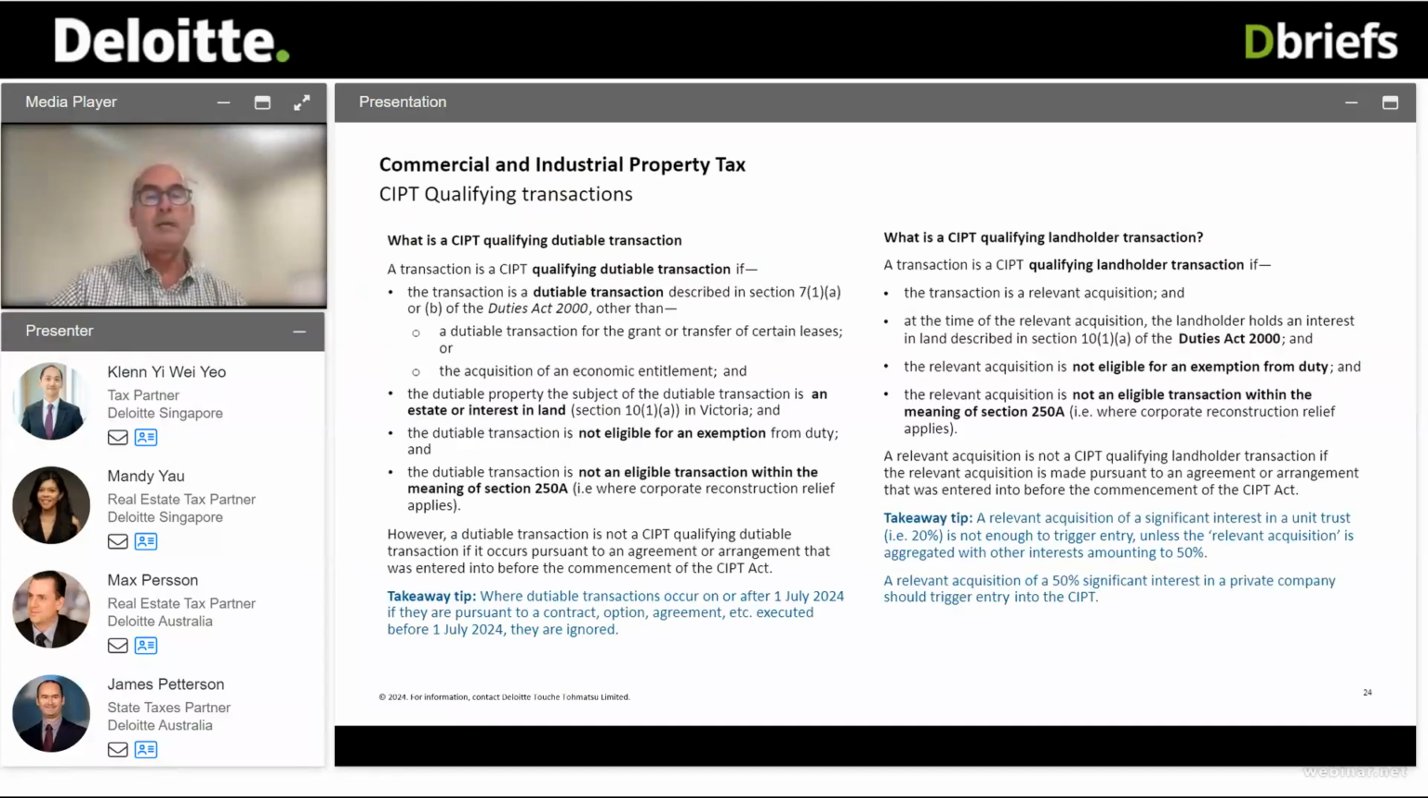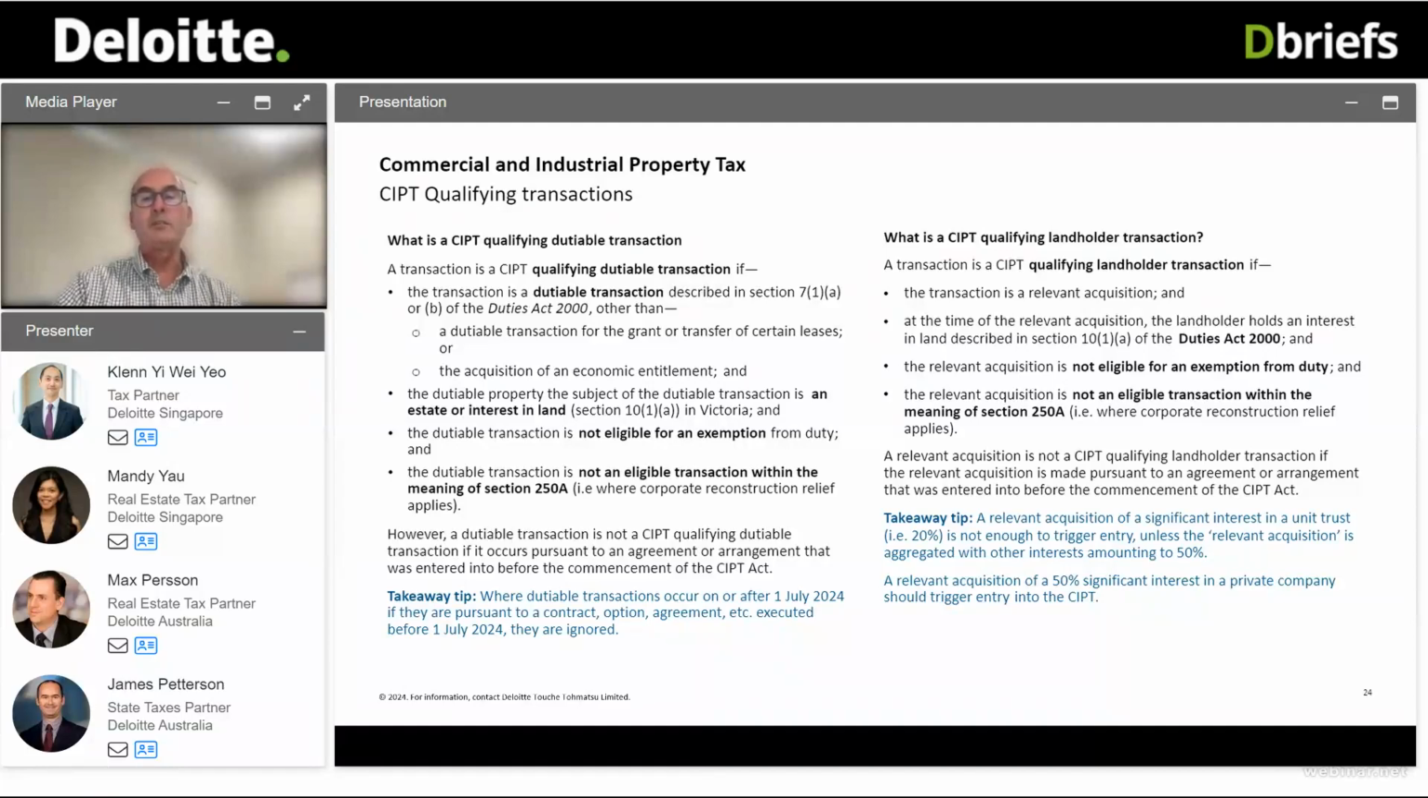So a qualifying dutiable transaction occurs where there is a specific transaction under the Duties Act that involves a direct dealing in the land. That's generally a transfer or a declaration of trust or a vesting of the land. But it also must be a specific interest in the land, so fee simple or a life estate, a crown leasehold, or certain long-term leases. Entry into the tax won't be triggered by grants of certain leases and acquisitions of economic entitlement. The tax also won't apply if corporate reconstruction relief or another exemption from stamp duty would be available to the transaction. And it won't apply if there was an agreement for the transfer entered into before the tax commenced on the 1st of July 2024.